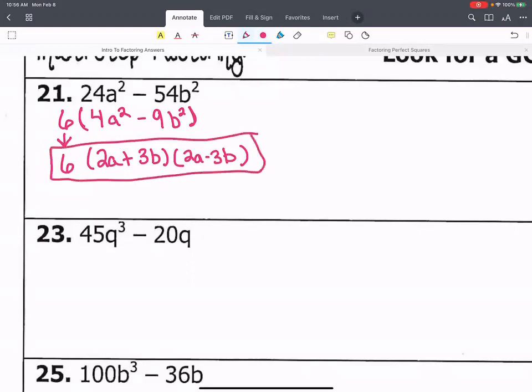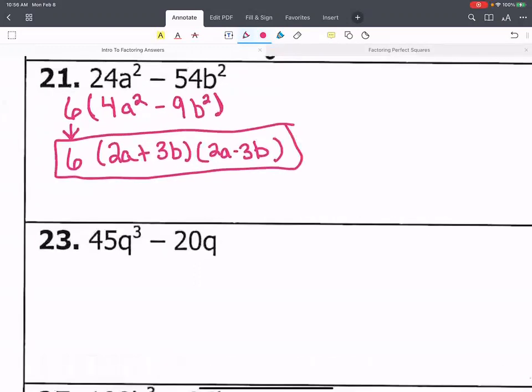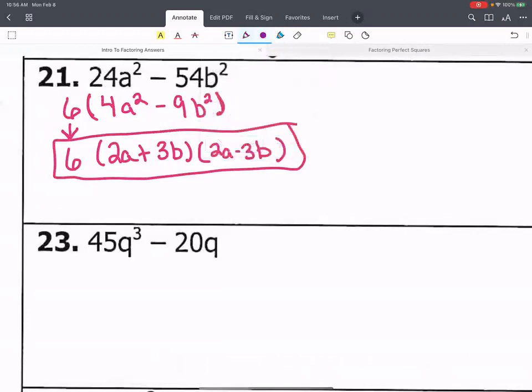And you are done. Just don't forget your term, right? Got to bring it down. Now, I'm not going to make you check these, but on this one, I'm going to do a check.